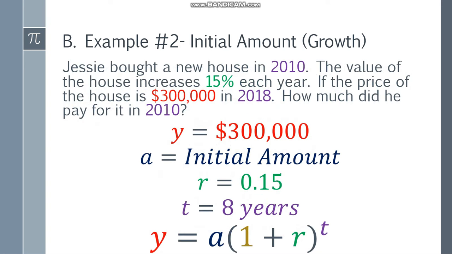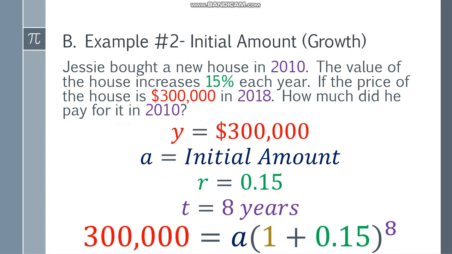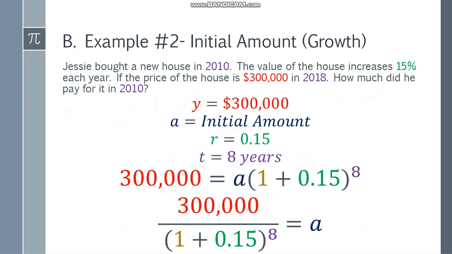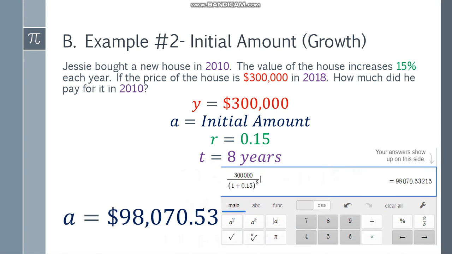Let's place the formula and substitute the values. So 300,000 is equal to a times the quantity 1 plus 0.15 to the 8th power. Simplify 1 plus 0.15, or you can just divide both sides by 1 plus 0.15 to the 8th power. In your calculator, you will get an answer of 90,070.23215. Since we're talking about money, we just take 2 decimal points. So the answer will be $90,070.23. Again, this is in dollars, as the unit is in dollars.